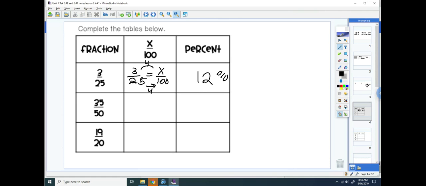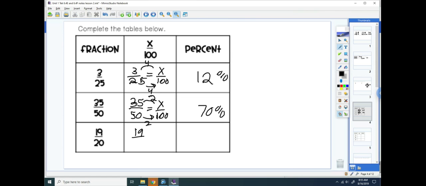All right, let's do the next one. Oh, that's a 35, not 25. So it'd be 35 over 50 equals x over 100. All right, so what do I multiply by 50 to get to 100? Well, you just multiply by 2. So 50 times 2 is 100. So we're going to do 35 times 2, which is 70. So that'd be 70%.